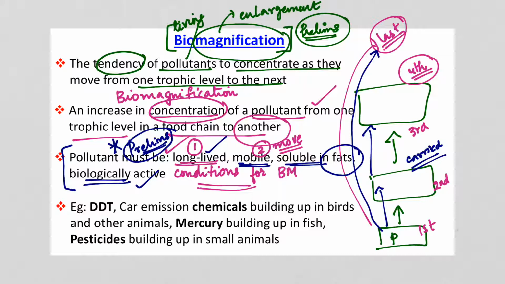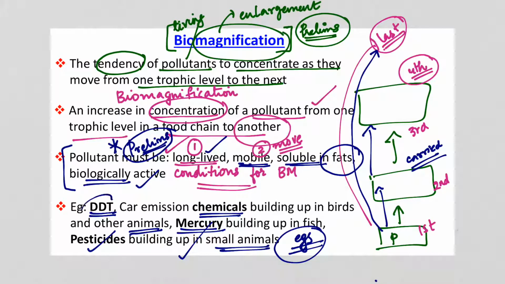Examples of such pollutants are DDT, car emission chemicals building up in birds and other animals, mercury building up in fish, and pesticides building up in small animals. You can go through the examples also. They are very, very important for your prelims examination. Please read the examples once again. DDT is a very common kind of pollutant which enters into the food chain and biomagnification takes place. So a very good example is DDT.